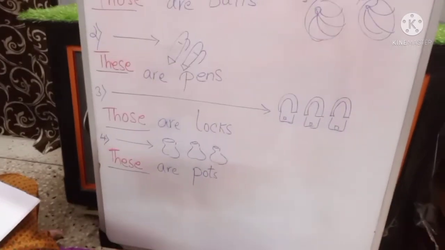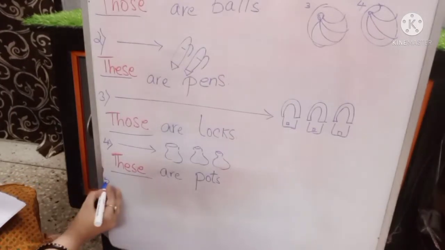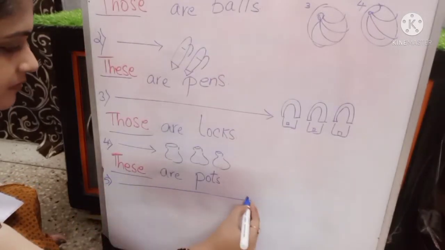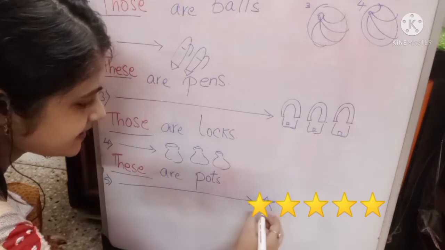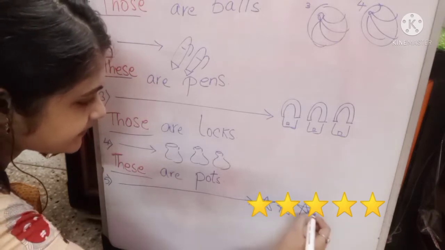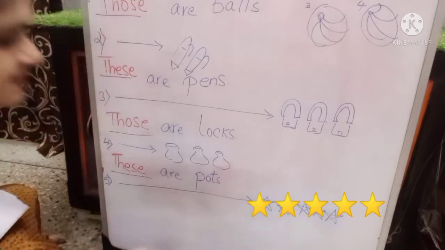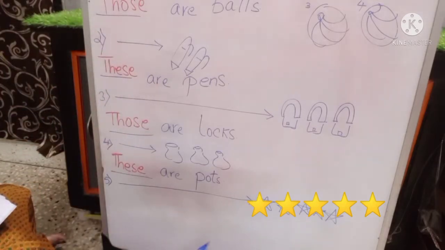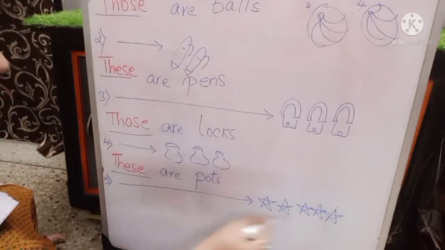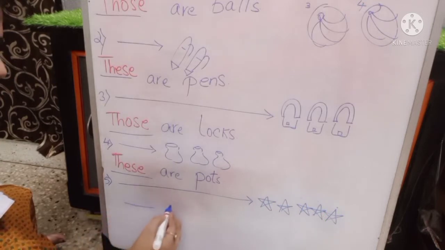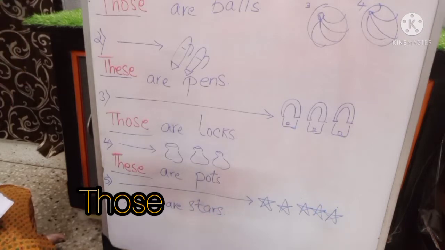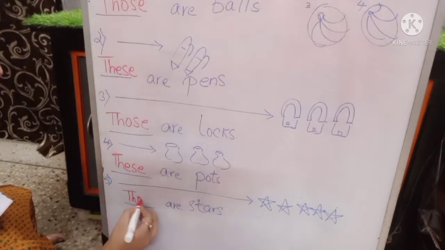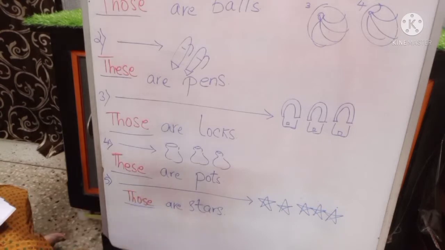And the last one. Let's see what is the last one. A long straight arrow. So this indicates far. And I have drawn stars. How many stars I have drawn? More than one. 1, 2, 3, 4, 5. So it's far away. So dash are stars. What will you write? You will write those are stars.